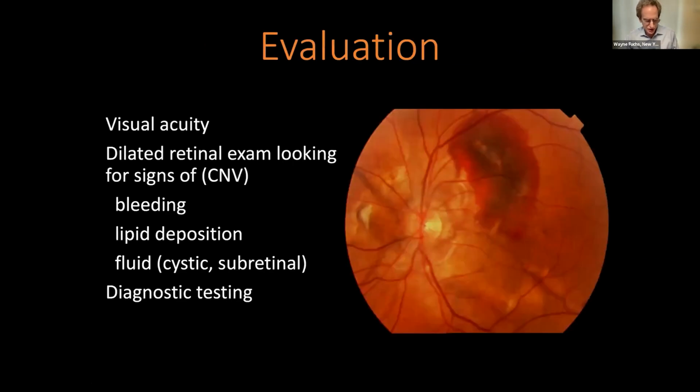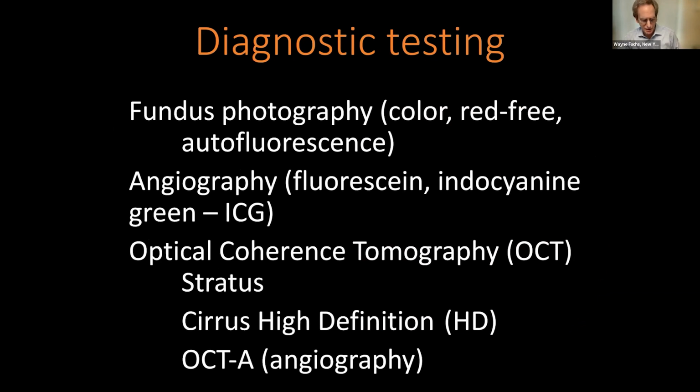What methods do we employ to evaluate a patient in the office? We routinely begin by checking the visual acuity, which is most important, and the bottom line. The doctor performs a dilated exam looking for signs of choroidal neovascularization. That's different from symptoms, which is what the patient experiences. Signs are what we look for. These include blood, lipid, and fluid. We perform fluorescein angiography, fundus photography, and use optical coherence tomography, or OCT, to evaluate our patients.